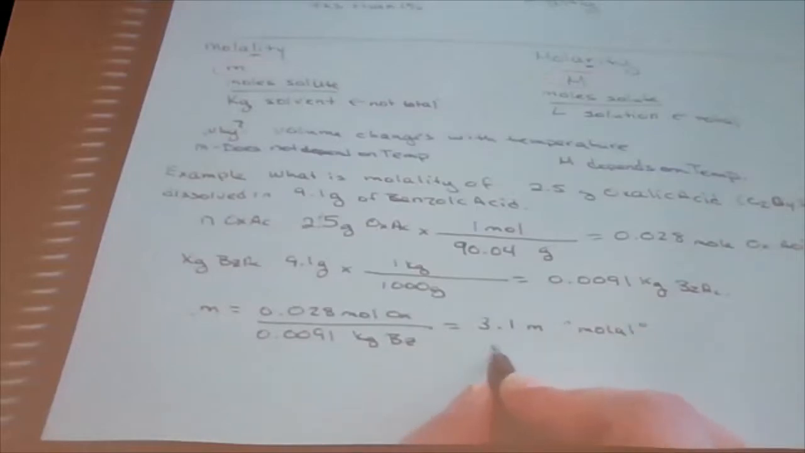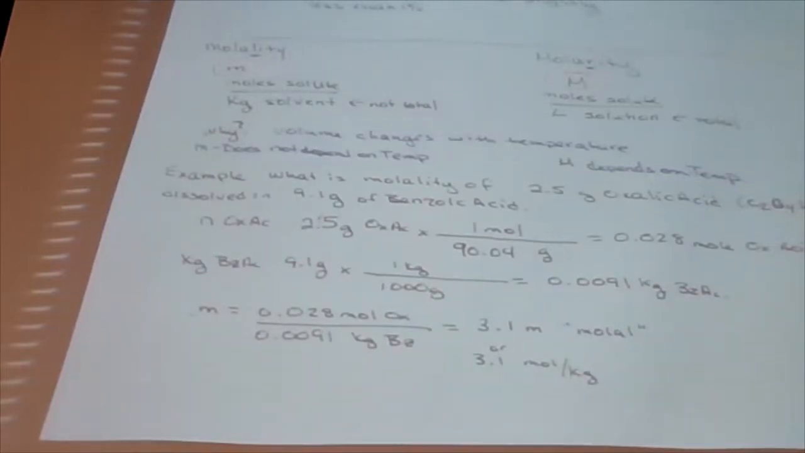Or we might say 3.1 moles per kilogram. And we usually just say this is the molality of whatever the solute is. Sometimes if it's not aqueous, then we'll specify the solute.